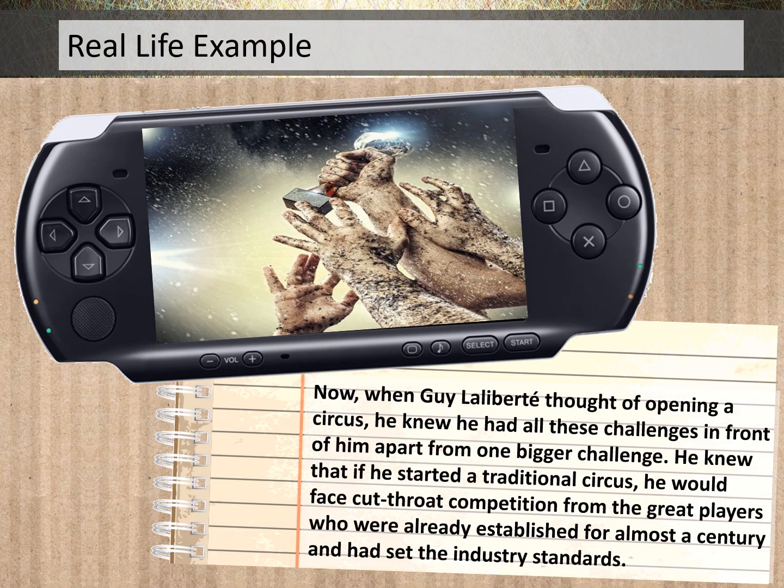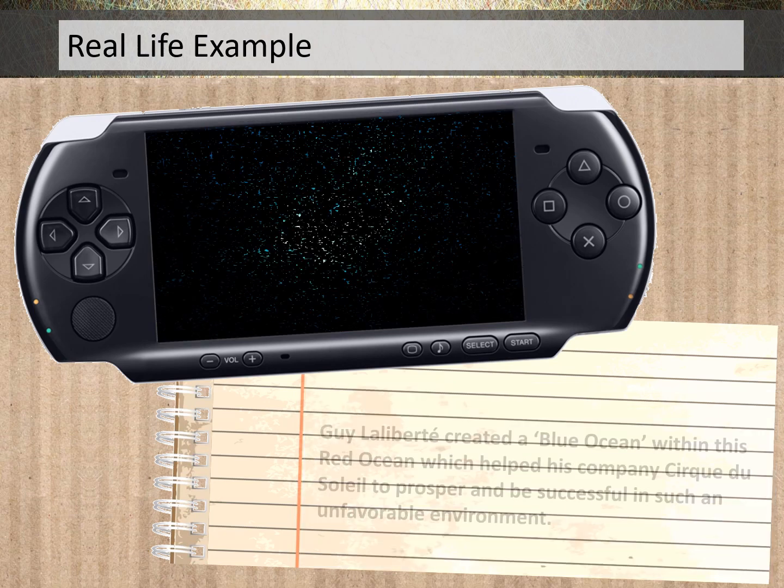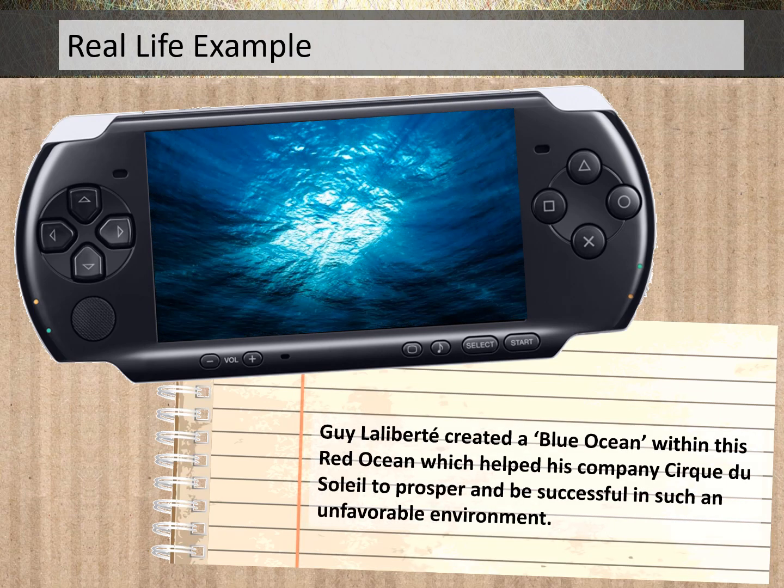Now, when Guy Laliberte thought of opening a circus, he knew he had all of these challenges in front of him, apart from one bigger challenge. He knew that if he started a traditional circus, he would face cutthroat competition from the great players who were already established for almost a century and had set the industry standards. Guy Laliberte created a blue ocean within this red ocean, which helped his company, Cirque du Soleil, to prosper and be successful in such an unfavorable environment.